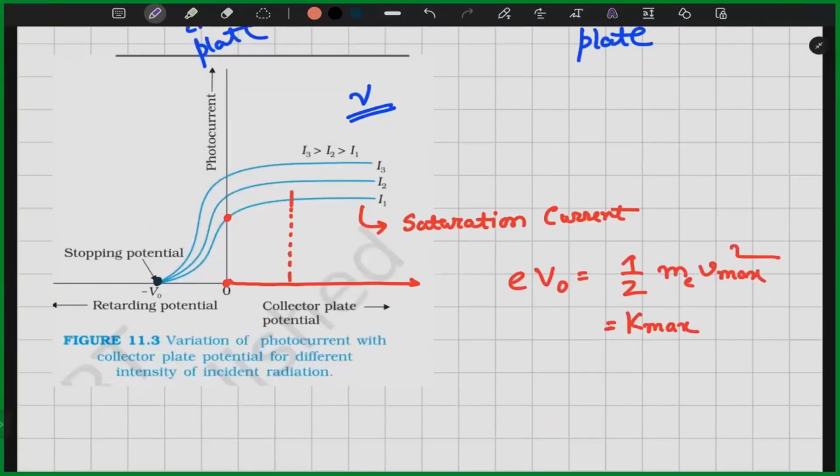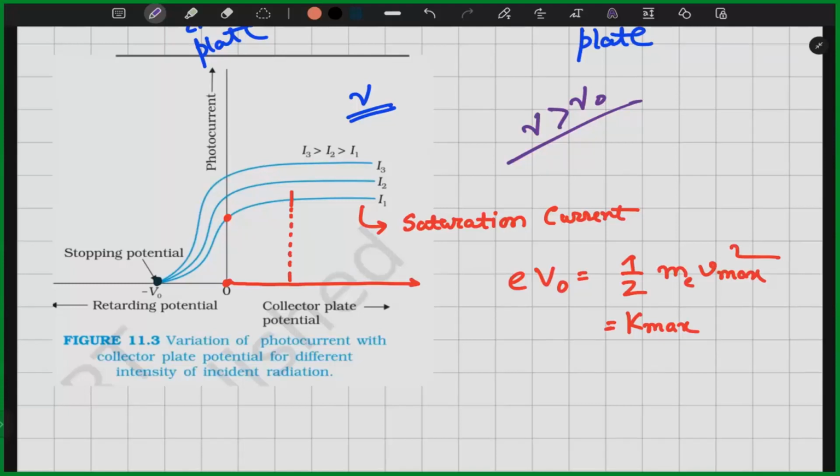Okay, so now here we can see that when there is no potential, potential is 0, we are giving the frequency nu greater than nu0. So the electron will be emitted, and it has some kinetic energy, not K max, just K. Because the work function is not the same for each electron. That work function is the minimum value. That is not the same for all electrons. The strongly bound electron requires more energy.